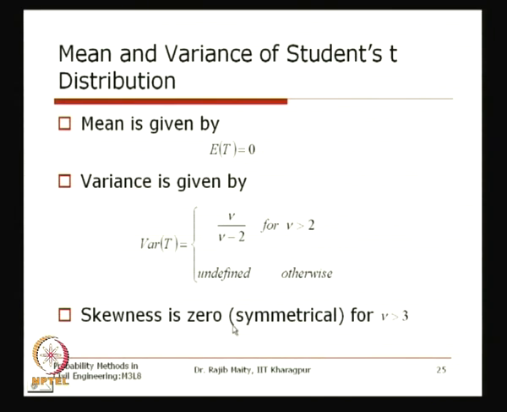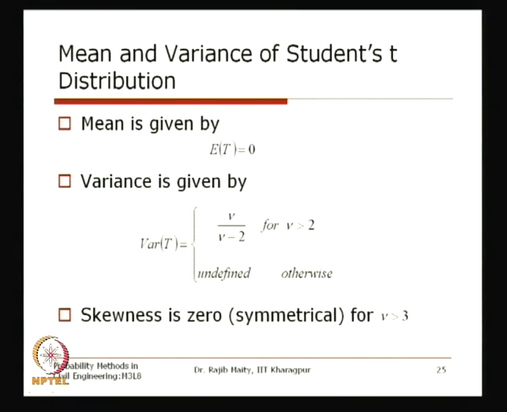And skewness is 0, as we have seen from the nature of this PDF. The skewness is 0 as this distribution is symmetric, and the skewness coefficient is generally defined for nu greater than 3, that is, degrees of freedom greater than 3. We can say that for this distribution the skewness is 0.